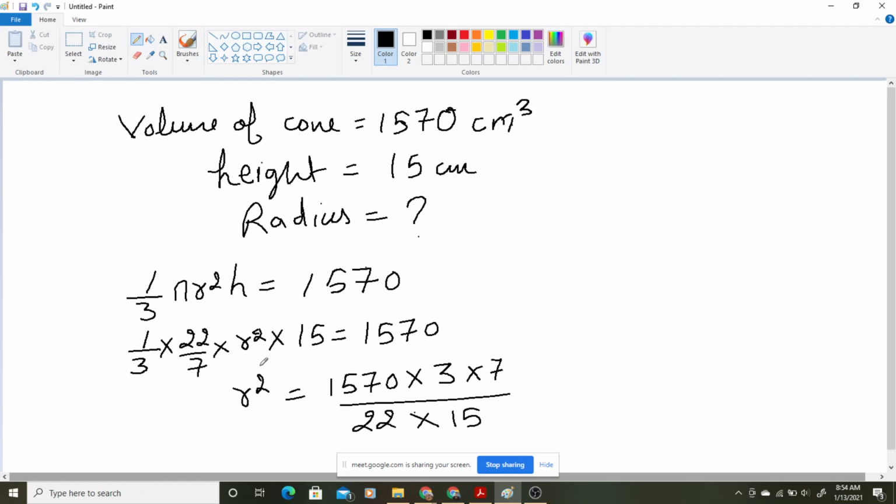Whatever is in multiplication will come to division, and whatever is in division will come to multiplication. So now we will cancel out. 3 ones are 3, 5 ones are 5. Then 5 ones are 5, 5 threes are 15.